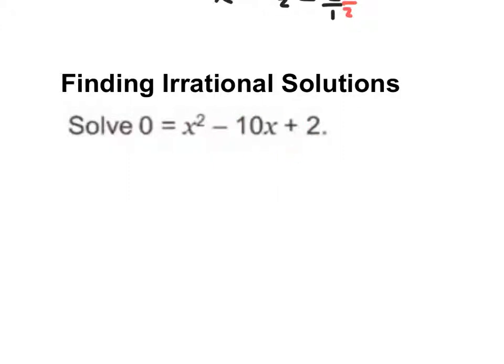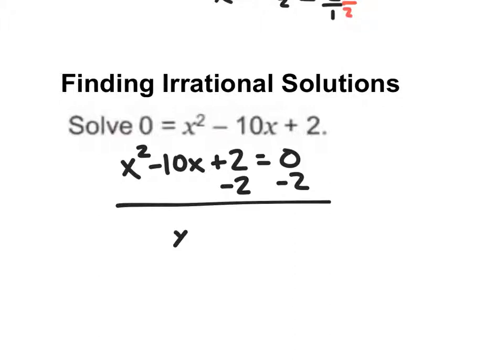Okay, so let's do this. I'm going to rewrite this, reorder this as x squared minus 10x plus 2 equals 0. Put it in this form. Now, when I have it in this form, and you've tried to factor it and can't, we want to solve this by completing the square. So I'm going to subtract 2 from both sides, and I get that x squared minus 10x plus blank is equal to negative 2 plus blank.